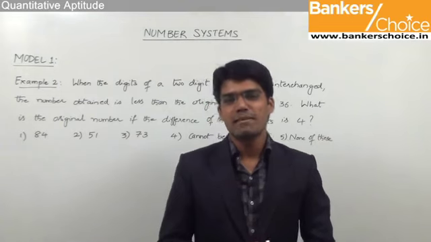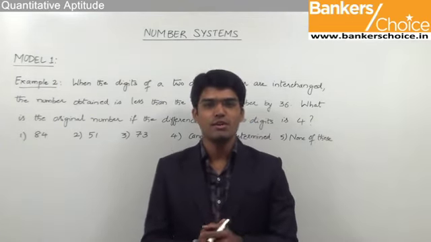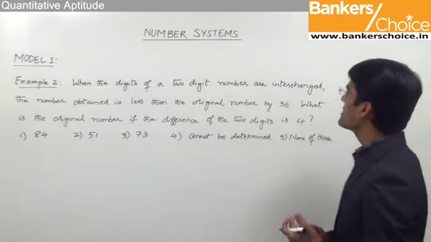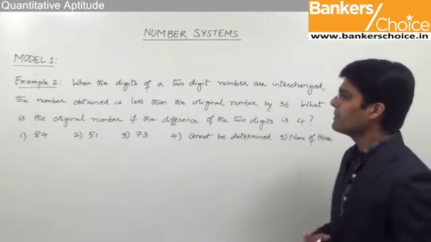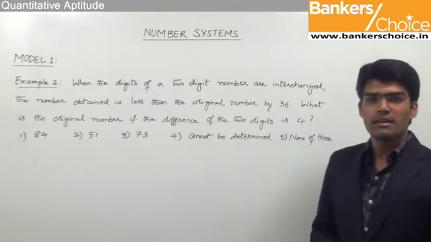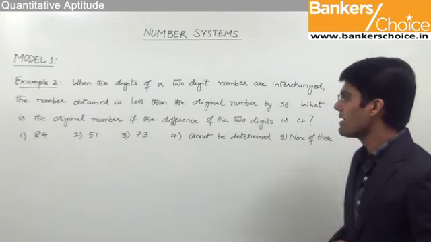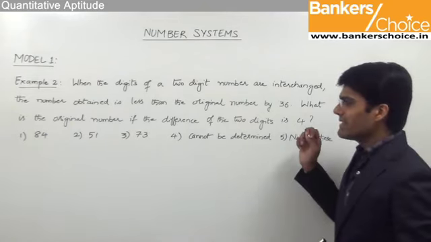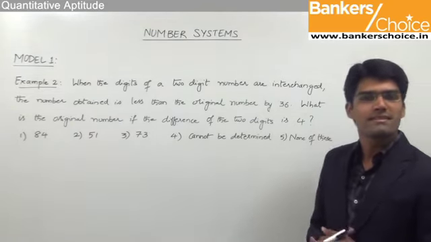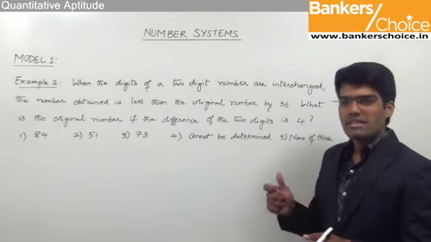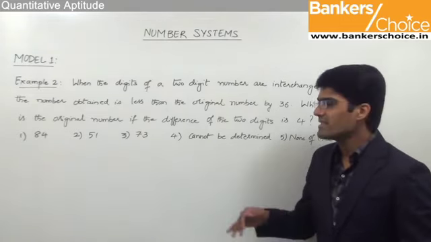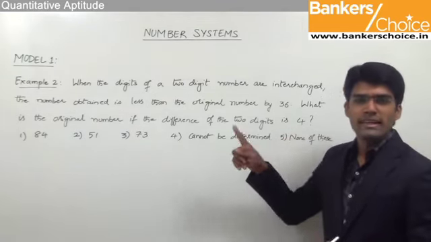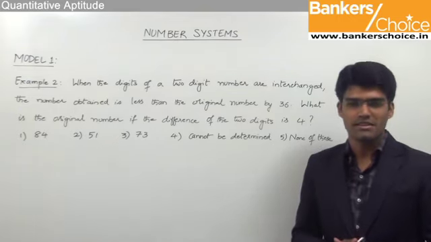Let us now take the second example from model 1, which is based on the interchanging of two digits of the given number. The question here is, when the digits of a two-digit number are interchanged, the number obtained is less than the original number by 36. What is the original number if the difference between the two digits is 4? So as you can see, this example is quite similar to the one we discussed in example 1. And we know that the best way to solve these questions would be to go by options rather than writing all the steps. So let us try to understand what the two conditions given are and check which of these options satisfies both the conditions.